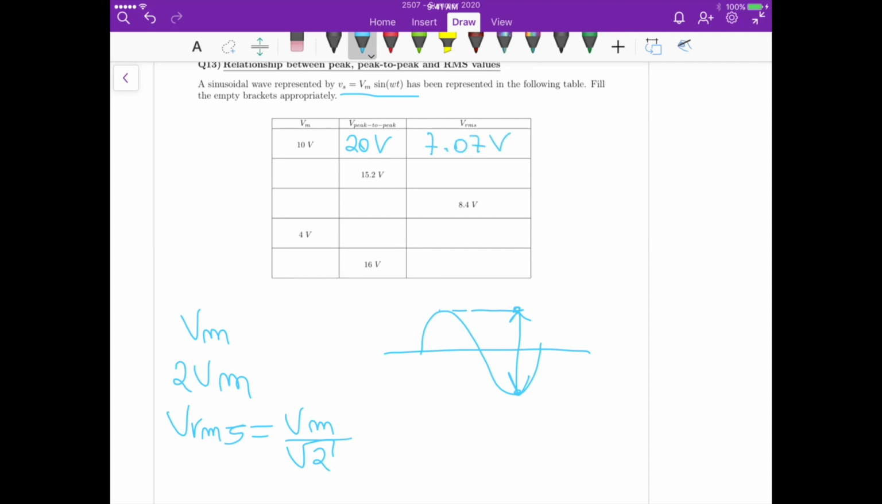Okay, and you could apply the same thing here. So if you know the peak to peak here, it's 15.2 volts. You just have to divide that by 2 to get the peak voltage, which is 7.6, right? Now, if you want to calculate the RMS, then you have that 7.6 and divide by square root of 2, which is 5.37. And you can apply that for the other 3 rows here.